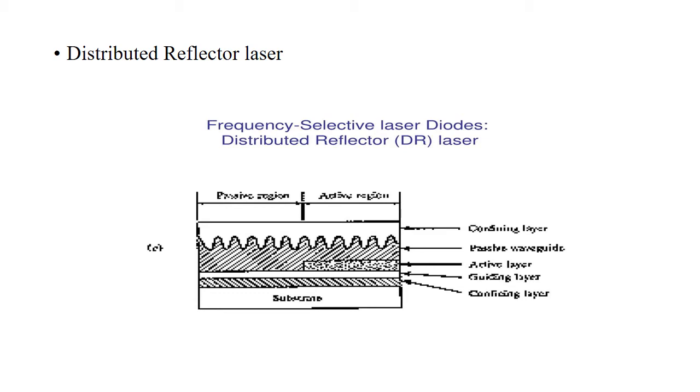The next one is the distributed reflector laser. This distributed reflector laser consists of both active as well as passive distributed reflectors. This structure improves the lasing properties of conventional DFB and DBR lasers and has high efficiency and a high output capability.